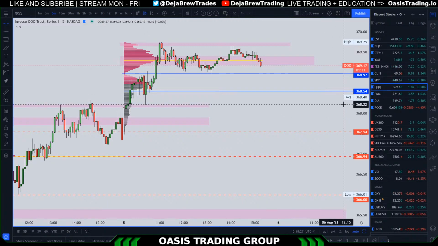Can you use volume profile with VWAP? Yeah, of course. VWAP is the most used indicator with volume profile.